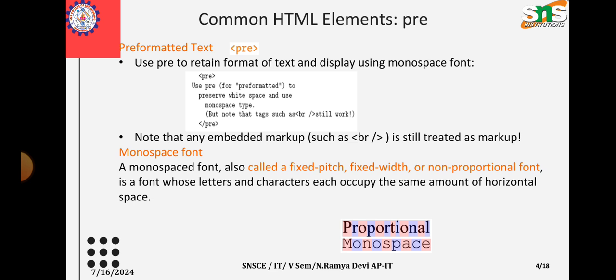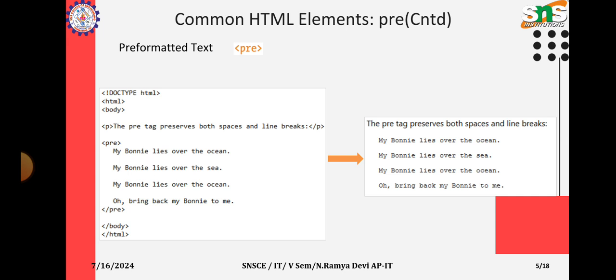So next is your pre-formatted text. PRE is an HTML element for pre-formatted text. Use PRE to retain the format of text and display it using a monospace font. Any embedded markup is still treated as markup. Monospace font is also called fixed pitch, fixed width or a non-proportional font. It's a font whose letters and characters each occupy the same amount of horizontal space. So this is an example of a pre-formatted text.